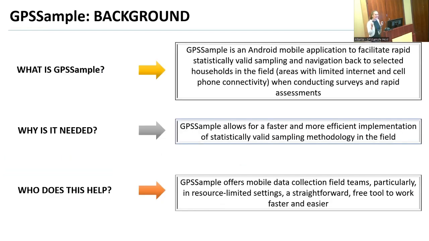Okay. So what exactly is it? I know you're all here, but why? Well, GPSSample is an Android mobile application that helps you facilitate rapid sampling. I've worked in public health for 11 years, and in this time period, this is what we've really needed. When you're going out and doing coverage surveys, or any kind of surveys, it allows you to do faster and more efficient sampling in the field. We've designed this specifically for low resource settings and as a free tool.